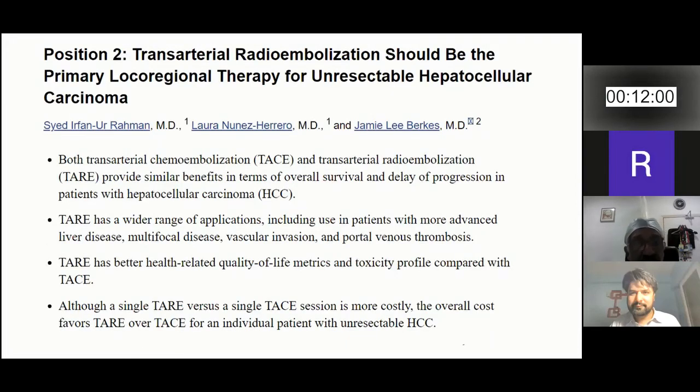So when you look at TACE versus TARE, again, as I said, the quality of life and toxicity profile is much better with TARE compared to TACE. And you may require just one dose, as against TACE, where you may require multiple sessions, and therefore costs will be more or less the same.